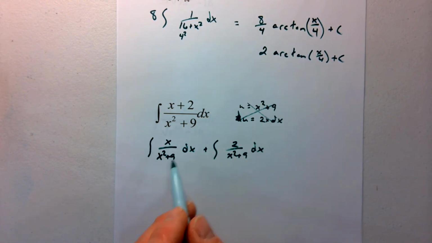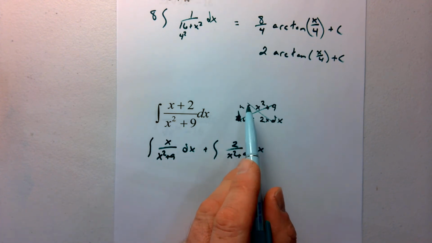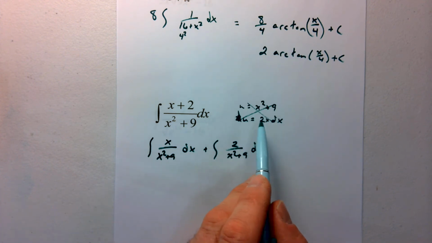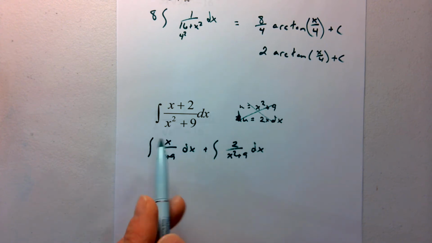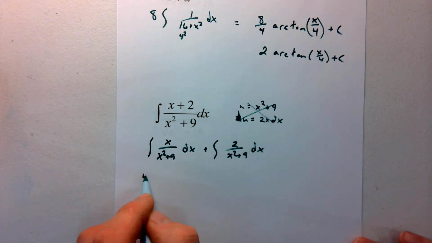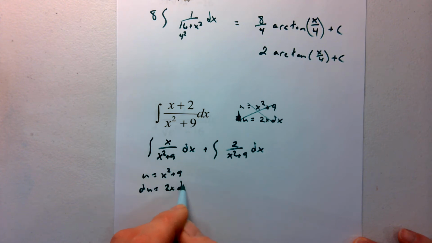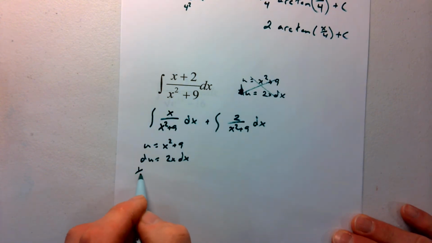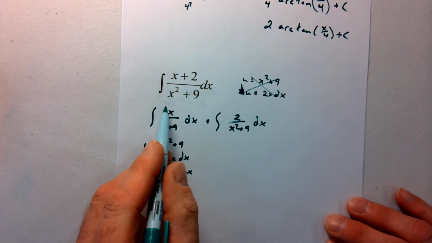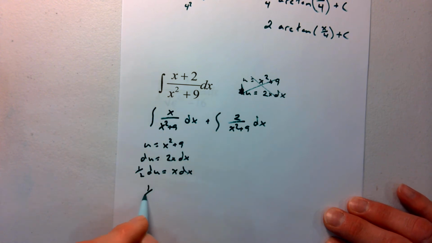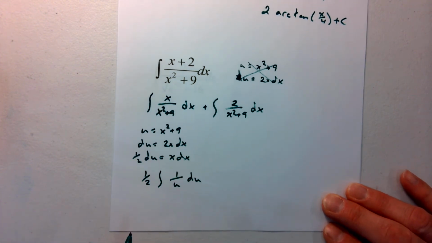And the reason I'm going to do that is because, remember up here, I let my u equal x squared plus 9, so my du is 2x dx. I can use that x dx, can't I? I see that right here. So I'm going to go ahead and bring this u back in. This u equals x squared plus 9, du equals 2x dx. Because I can divide this 2 over, so I get 1/2 du equals x dx. So this integration here becomes 1/2 the integration of my du, or 1 over u, du.